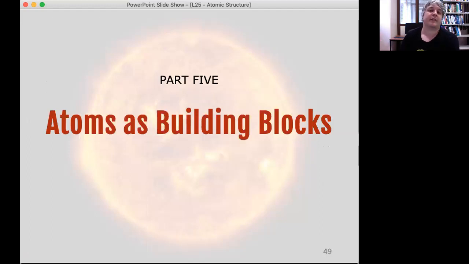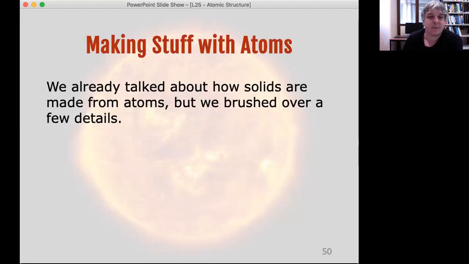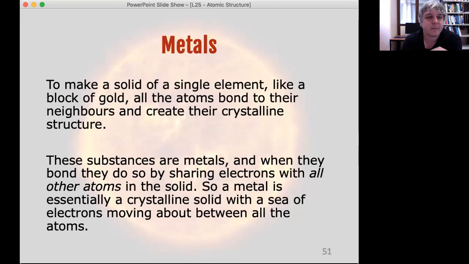We've already talked about building stuff out of atoms. We've said that everything is made of atoms. We talked about solids and liquids and gases, but we did skip a couple of terms to define, so we're just going to do that now quickly. We talked about metals being a solid, and they form a crystalline structure. All the solids bond to all their neighbours. When they do so, they share their outermost electrons with all the other metal atoms in the solid. So a metal is essentially a crystalline solid with a sea of electrons that can move about between all the atoms. That's what a metal is.